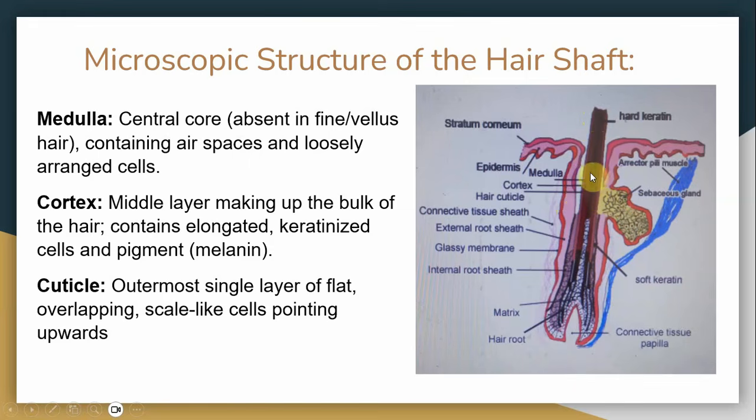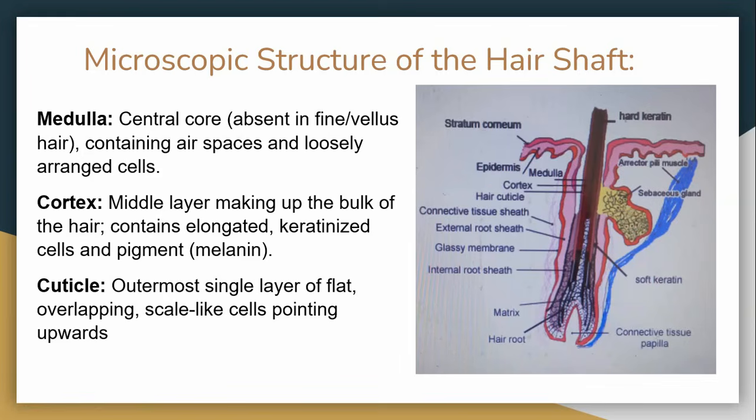Okay, then after the cuticle, just go inside, is the main bulk of the hair, that is the cortex. These cells are the elongated keratinized cells, and in this part lies the pigment, which makes someone's hair brown or black. That's the way. Now is the medulla, the innermost core. This is the hair medulla, and it has some air spaces and loosely arranged cells. Now what is important: the fine hair or the vellus hair does not have any medulla.